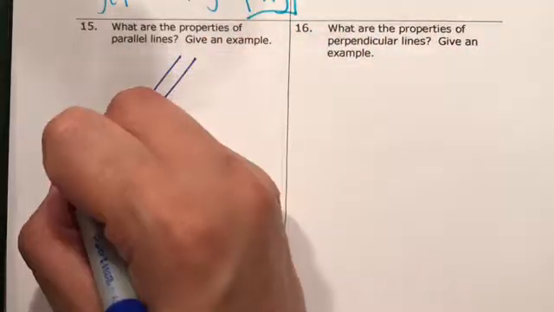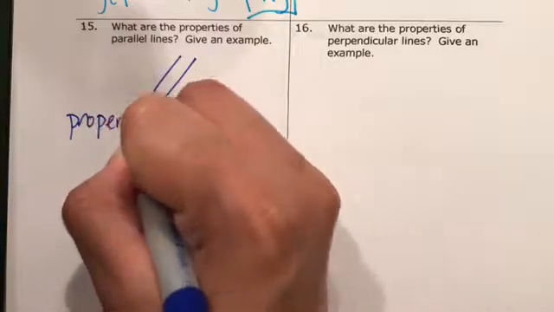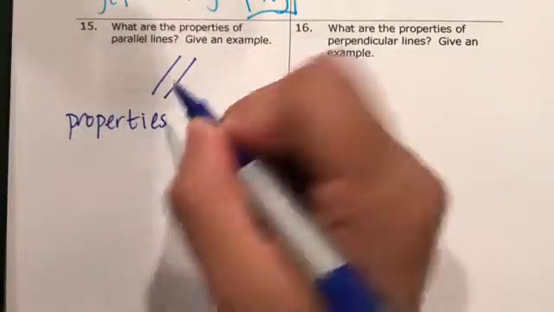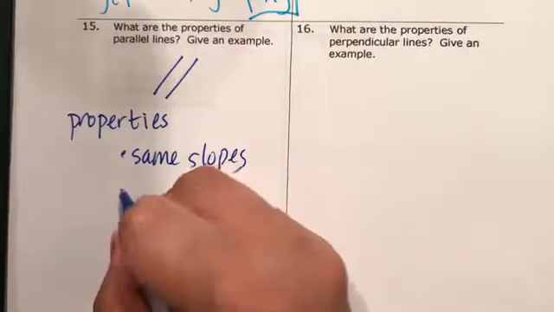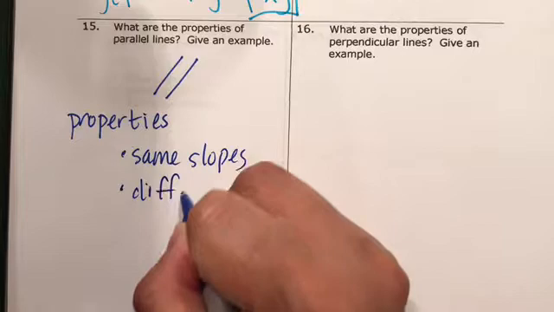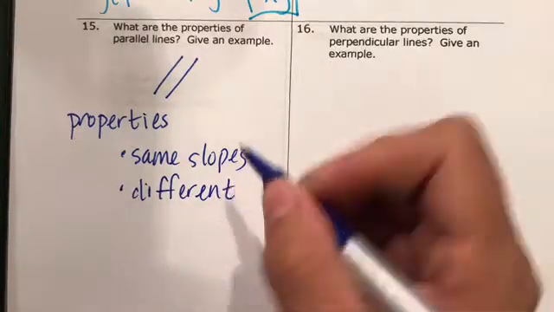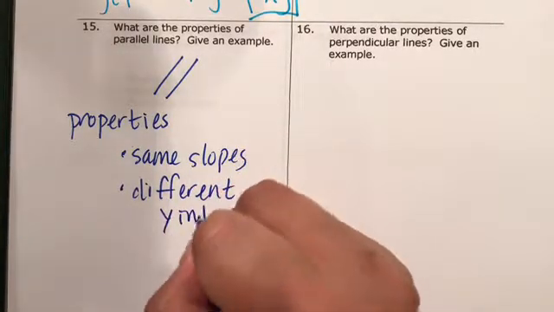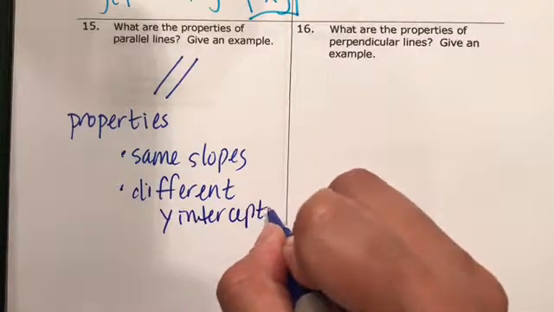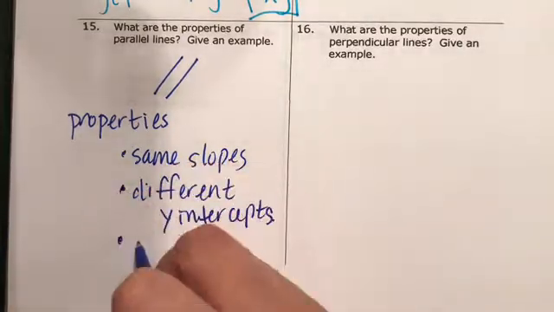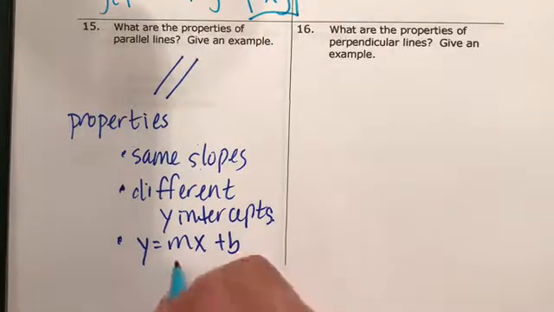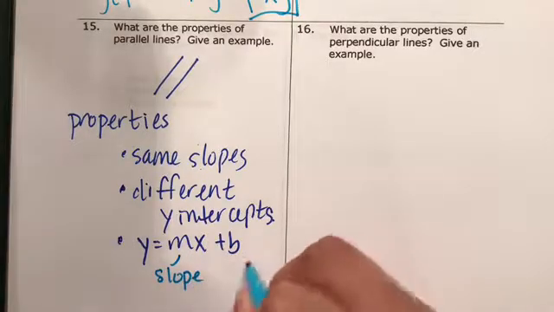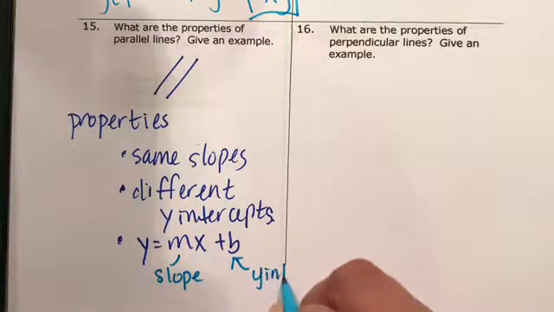The symbol for parallel lines is 2 slanted lines. And the properties are same slope, different y-intercepts. And in this case, we're going to use y equals mx plus b. This is my slope, and this is my y-intercept.